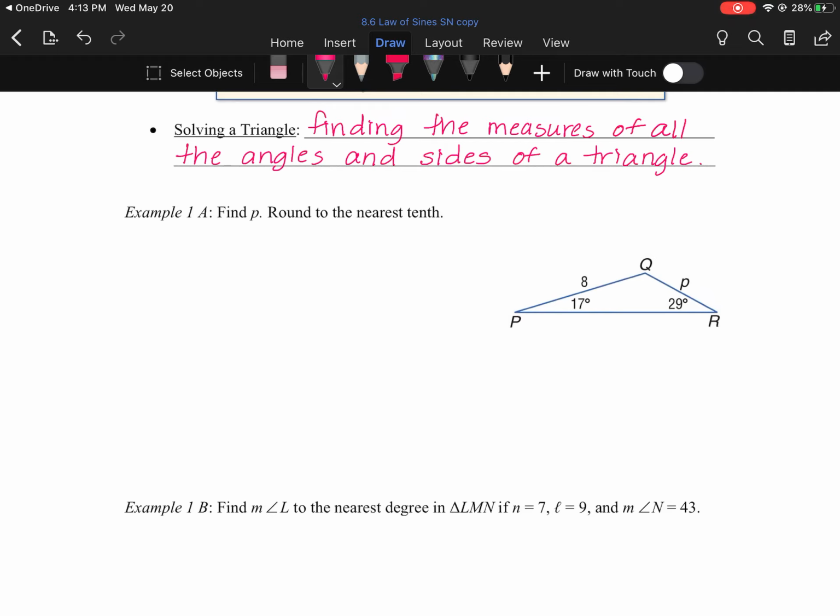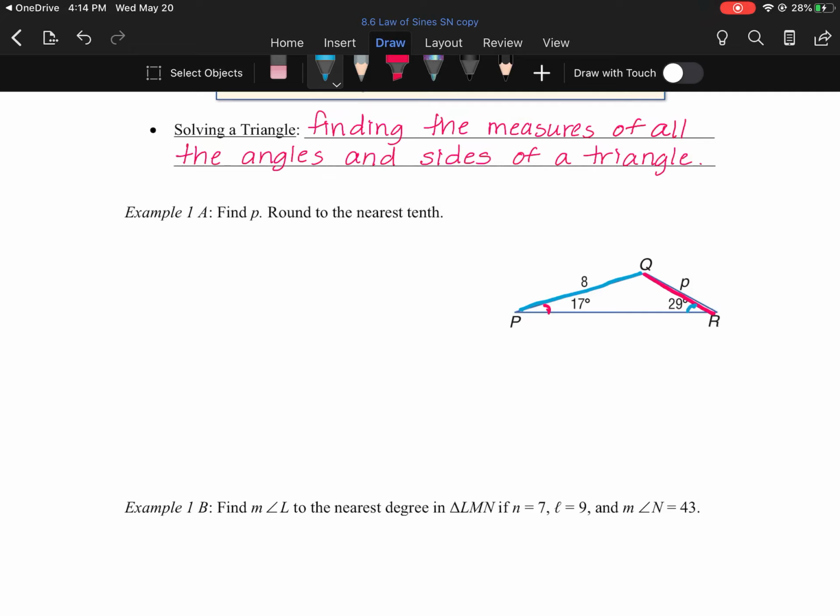All right, so let's move into example 1 so that we can see a little more clearly without just words, how do we use the law of sines? It says to find p. Now this is lowercase p, so that means it's a side measure, and we have to round that to the nearest tenth. So we have P, Q, and R. For P, I know the angle, and I know the side. Angle R, I know, and I know side r.